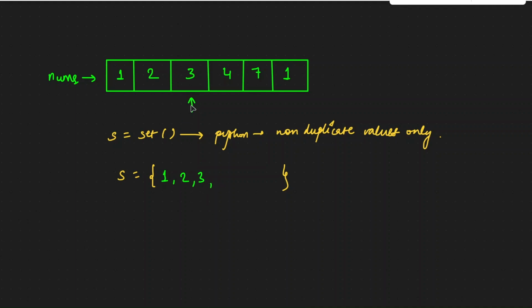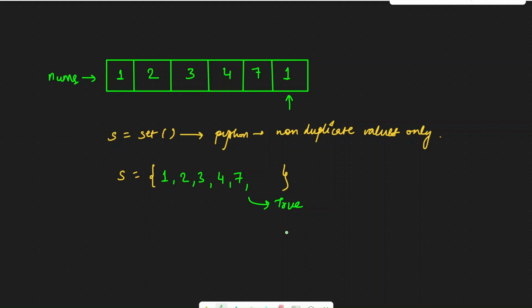Then again we move the pointer to the fourth location, and we have 4 here, and we check whether we have 4 in this set or not. No, we don't. So we add 4 here. Then we again move our pointer to the next location, and we check whether we have 7 in this set. No, we don't. So we add 7. Then again we move our pointer over here, and we check whether we have got 1 in this set. Yes, we have. And as soon as we have identified that this element exists in S, we're just going to return true.